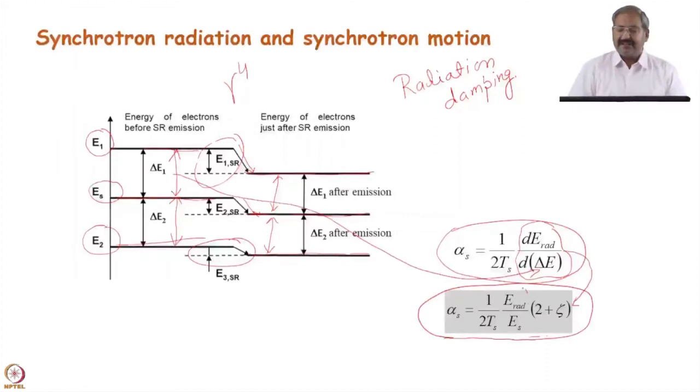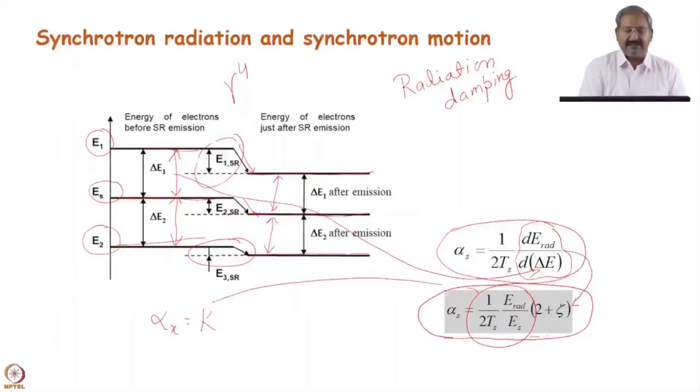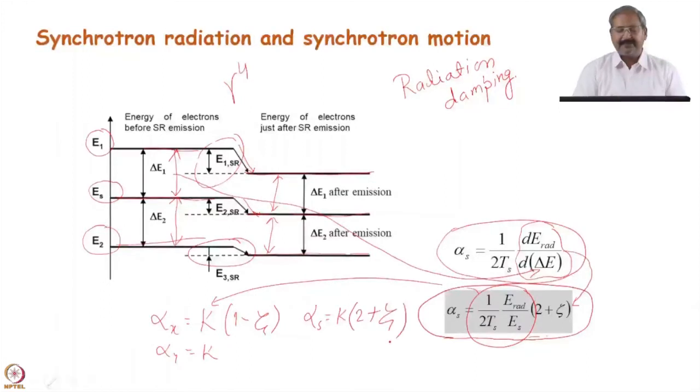Now you can see that the factor is the same here also. So alpha x was k, I am calling this factor k, 1 minus this dispersion related term. Alpha y was only k, and alpha s is equal to k times 2 plus this factor. So if you add these three damping coefficients, this is a constant number for a given machine. This constant number means alpha x plus alpha y plus alpha s is a constant.